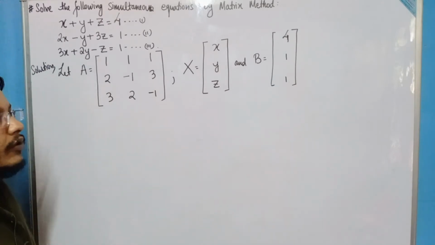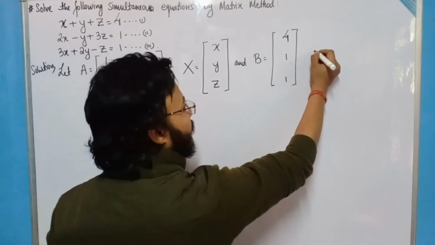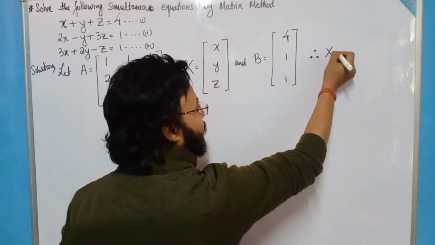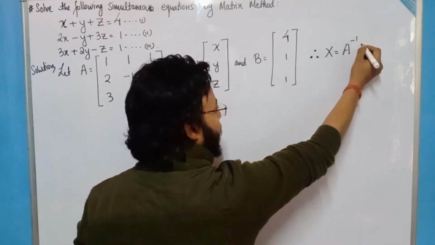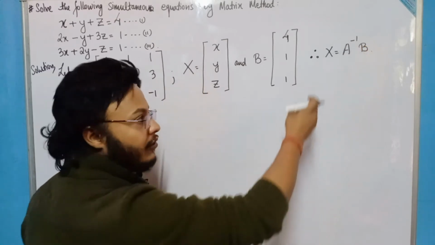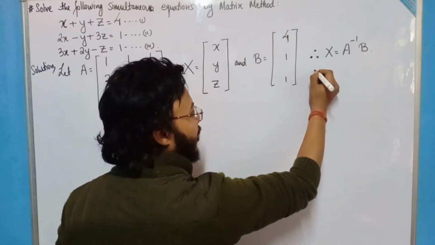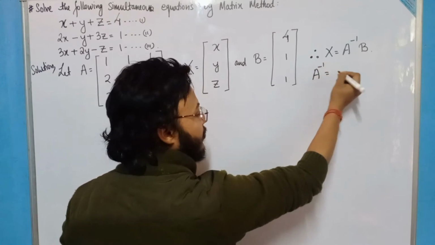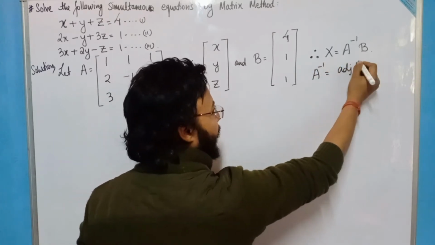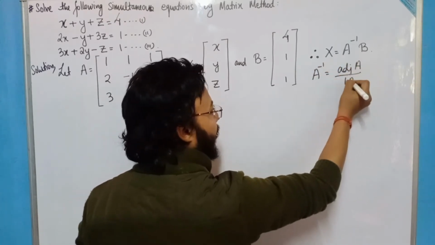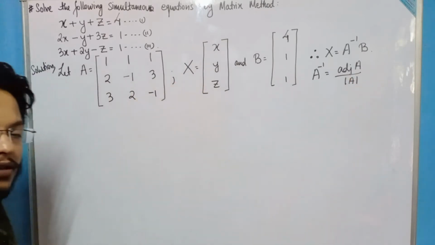As you know the formula, therefore x equals A inverse B. Okay, but do you know the formula for A inverse? What is the A inverse formula? I am writing this on the side. A inverse formula is adjoint of A divided by det of A. Okay, so this is your formula.